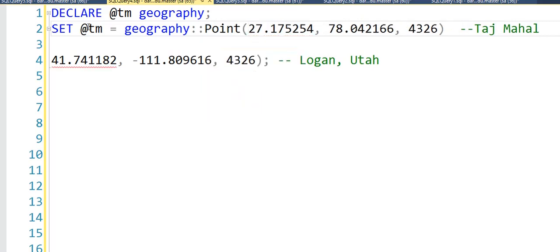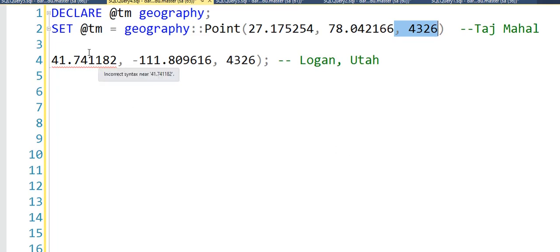So we have to say @tm is equal to geography. It takes a point, and that's going to be the latitude and the longitude. And this last number here, that's the encoding scheme that we'll use here in SQL Server, and it makes note of the fact that the Earth is round and that the distance that we'll calculate will be in meters.